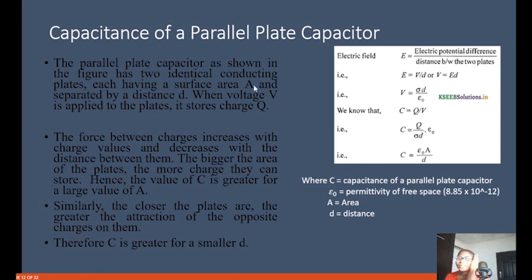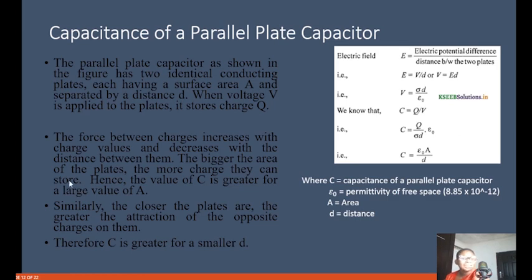The parallel plate capacitor, as shown in the figure, has two identical conducting plates. I'm sure we can remember that: plate 1 and plate 2, each having a surface area A and separated by a distance d. Yes, there is a separation, and that separation is where the dielectric material is kept. When voltage V is applied to the plates, it stores charge Q. The force between charges increases with charge values and decreases with the distance between them. So also, the bigger the area of the plates, the more charge they can store.